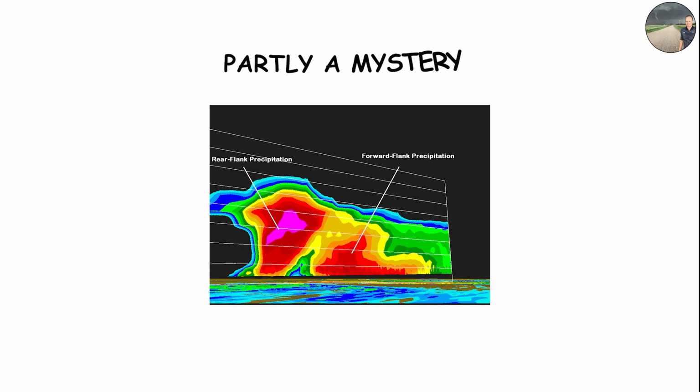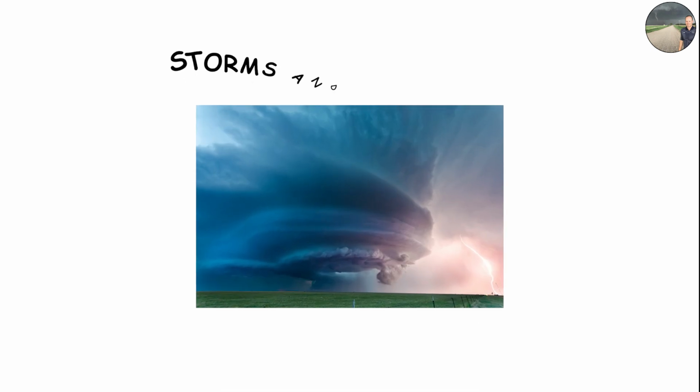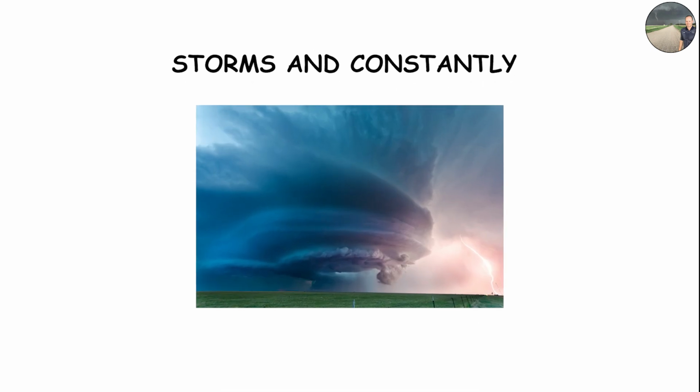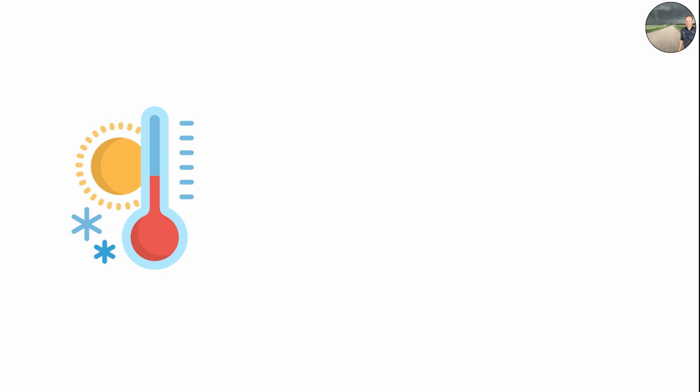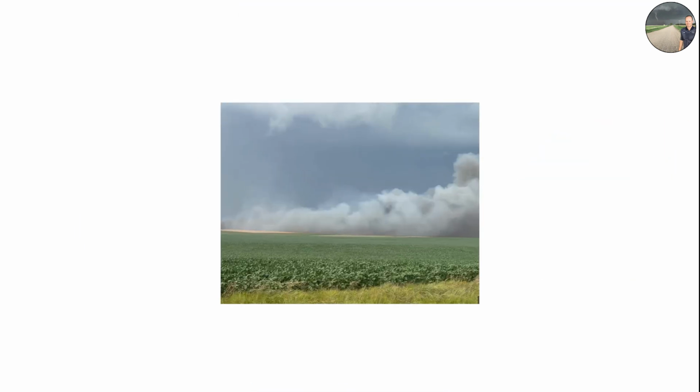Why the RFD still puzzles scientists. Despite decades of study, the RFD remains partly a mystery. It's difficult to measure directly because it's wrapped inside violent storms and constantly changing. The exact mix of temperature, humidity, and wind shear that creates a tornado-producing RFD is still debated.